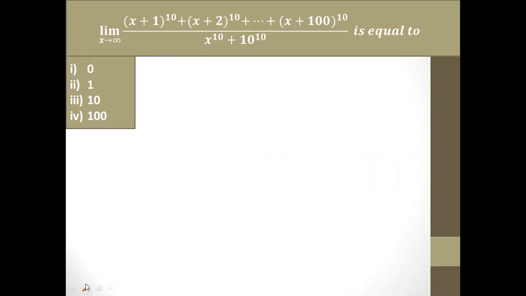Okay, this is the next question. Take x common from each term. In each term, take x common. Here it is plus, in between you have plus. Take x common. Somehow get rid of x, and tell me the answer. What will be the answer?